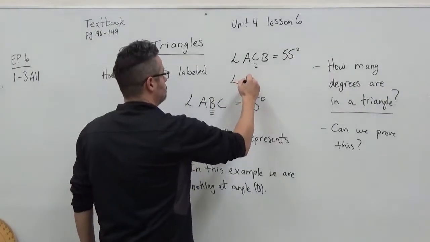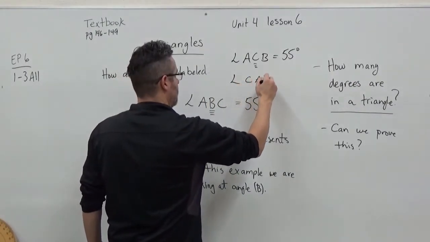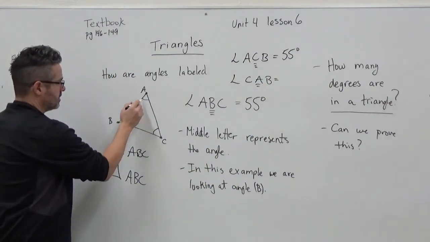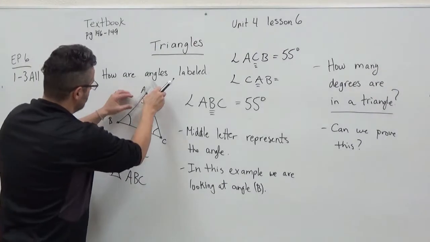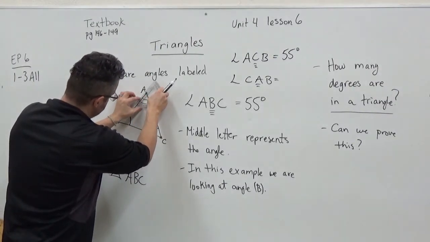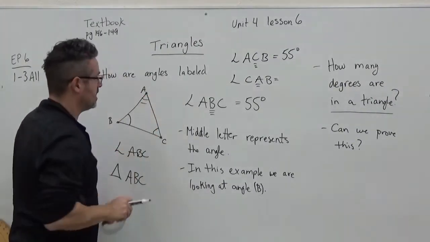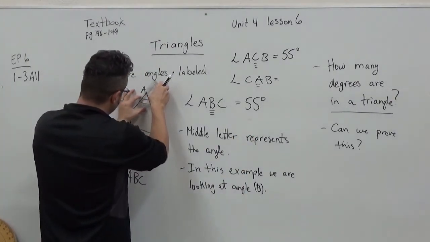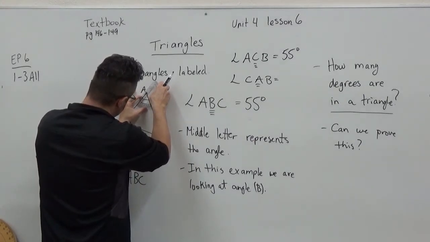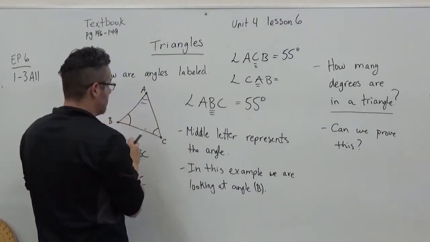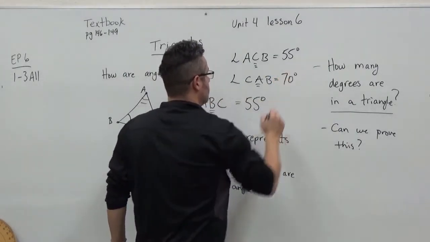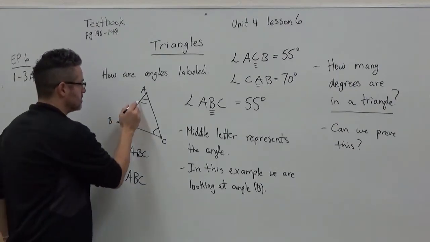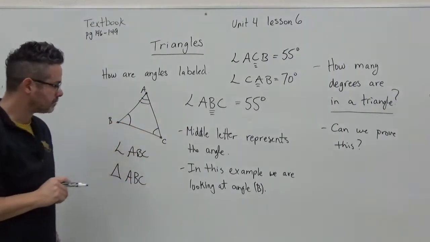What about angle CAB? Remember, A is in the middle, so we're referring to A here. And that one is about 60. No, let me see here. It's a little closer to 70. Okay, so about 70 degrees. So this one's a little bit bigger than these two.